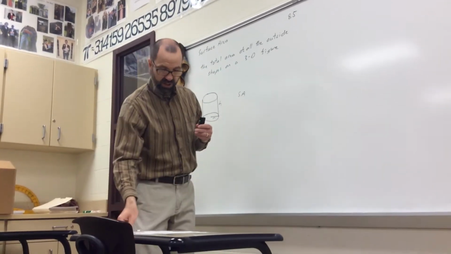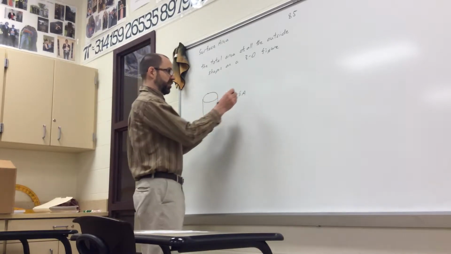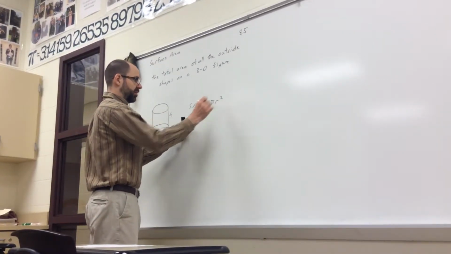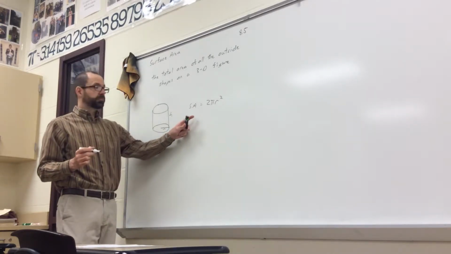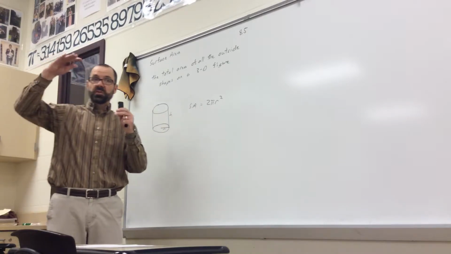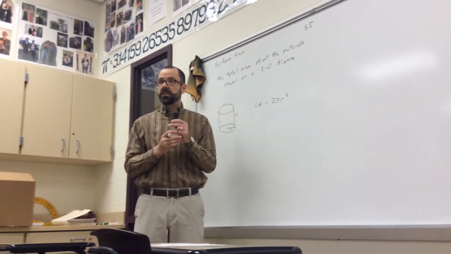All right, so we're trying to figure out the surface area formula for a cylinder. So far we've got 2 pi r squared, because that's for the two circles. The area of the circle on top plus the area on the bottom.